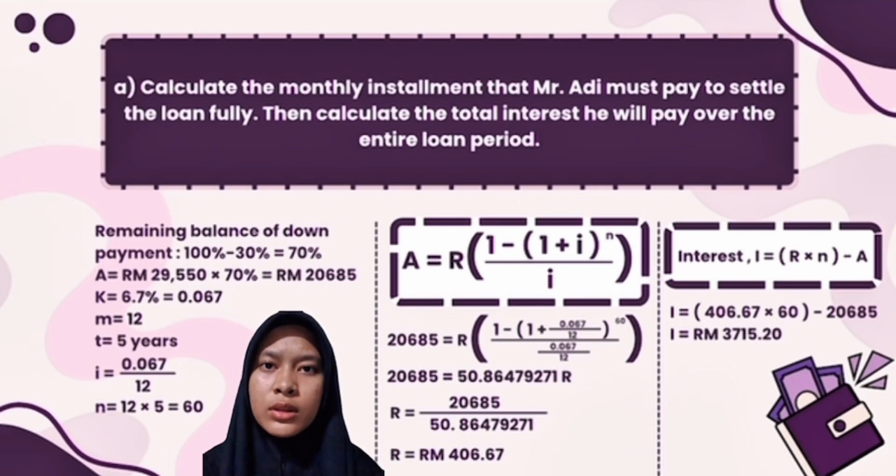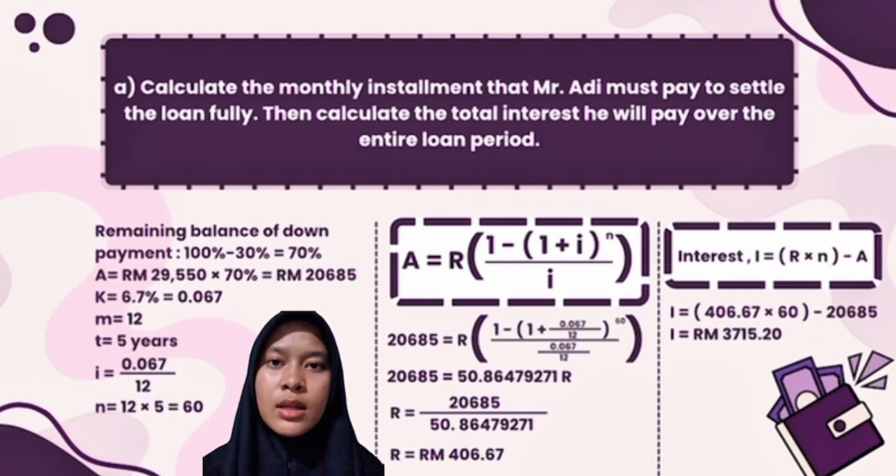Next, we need to find the total interest that Mr. Adi will pay over the entire loan period. The formula we use is I equals open bracket R multiplied by n close bracket minus A. Now we substitute the values into the formula. I equals open bracket 406.67 multiplied by 60 close bracket minus 20,685. The final answer we get is I equals 3,715 ringgit 20 cents.